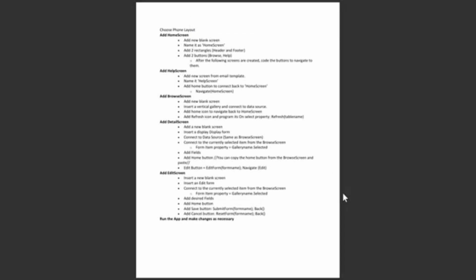Now we do have quite a few steps here, so I have included a document here for our actual project. So we'll start by adding a home screen. We'll add our 2 buttons. We'll add a help screen that will have some details. We'll add a browse screen. We'll add a detail screen, and we'll have the edit screen as well. So we'll have this as a guide to help us as we're creating our blank app.